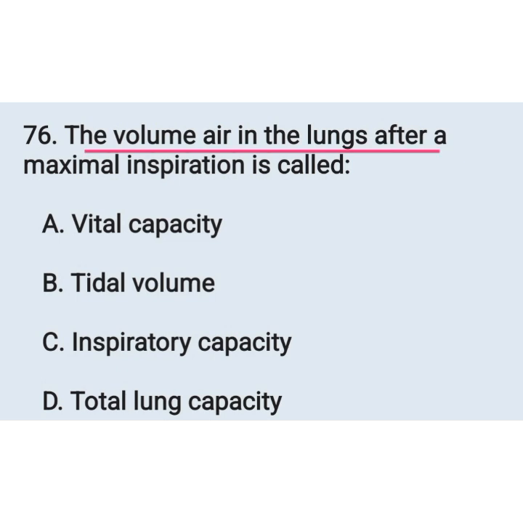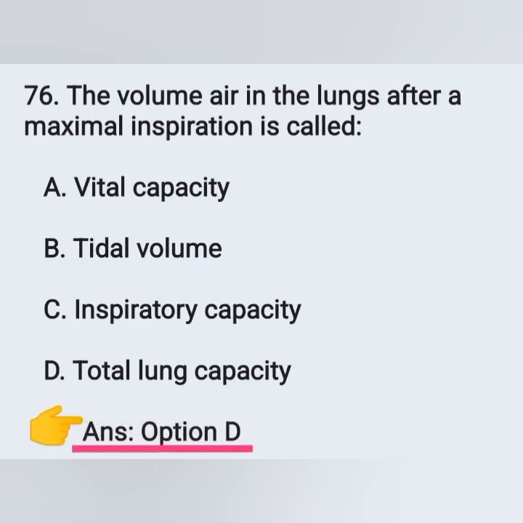Question number 76. The volume of air in the lungs after a maximal inspiration is called. Options. Option A, vital capacity. Option B, tidal volume. Option C, inspiratory capacity. Option D, total lung capacity. Our question is, the volume of air in the lungs after a maximal inspiration is called total lung capacity. Option D is the correct answer.